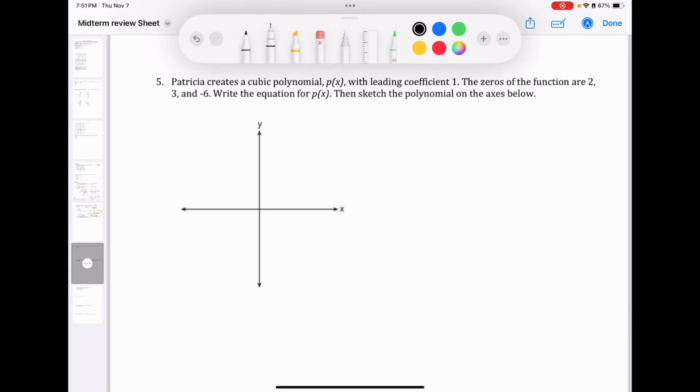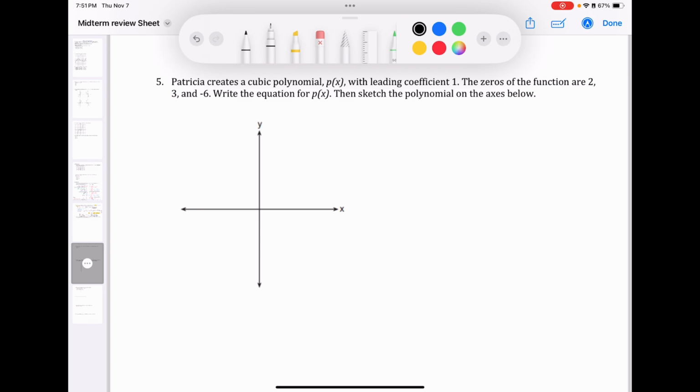All right, so in this video, we're going to do questions 5 and 6. And it says Patricia creates a cubic polynomial p of x with leading coefficient 1. The zeros of the function are 2, 3, and negative 6.